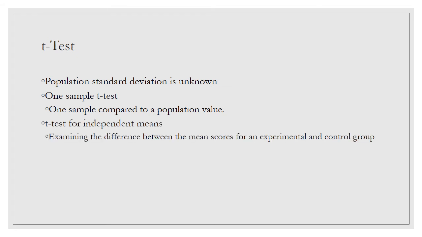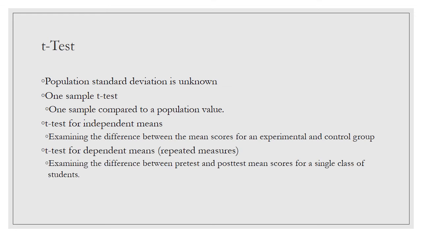There are also other types of t-tests. There are t-tests for independent means, where we're comparing two groups. We're not comparing a sample to a population value; we're comparing a sample to another sample. We've been talking about these types of designs all semester. We're going to examine the difference between the mean score for an experimental and control group. We also have dependent means.